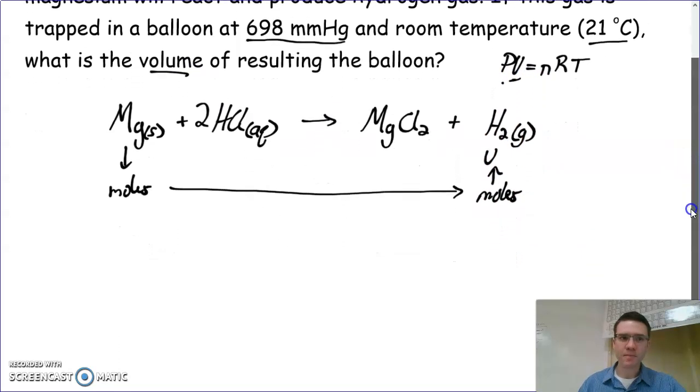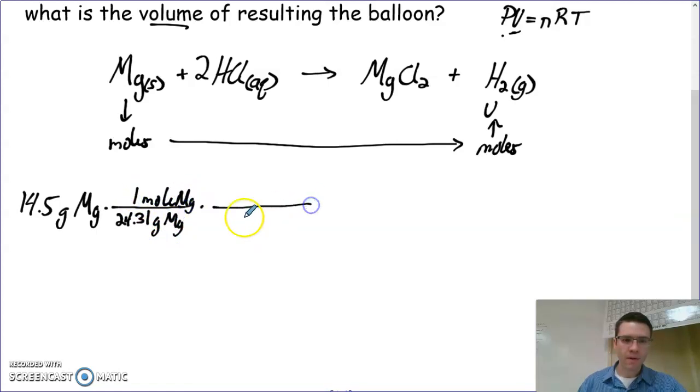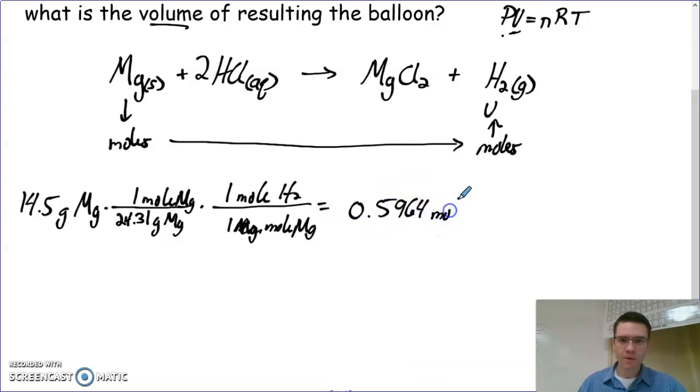So let's do that. We'll take our 14.5 grams of magnesium. Using your periodic table, you'll find that there's 24.31 grams of magnesium for every 1 mole. For every 1 mole of magnesium in our problem, we produce 1 mole of H2. And if you calculate this out, you get 0.5964 moles H2 produced.